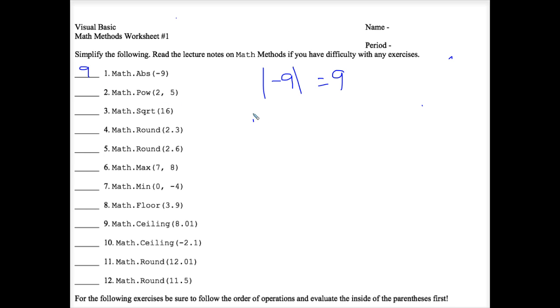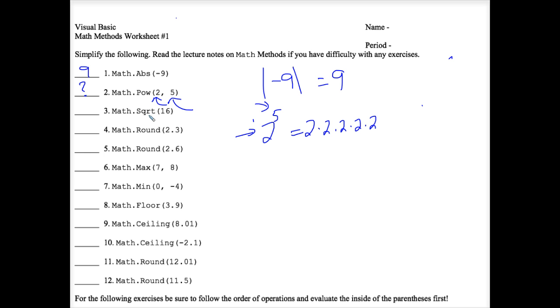POW raises a number to an exponent. The first parameter is the base. The second parameter is the exponent. So this is, of course, equivalent to 2 times 2 times 2 times 2 times 2. And that works out to be, well, whatever that works out to be, you fill in the answer. 2 to the 5th power.